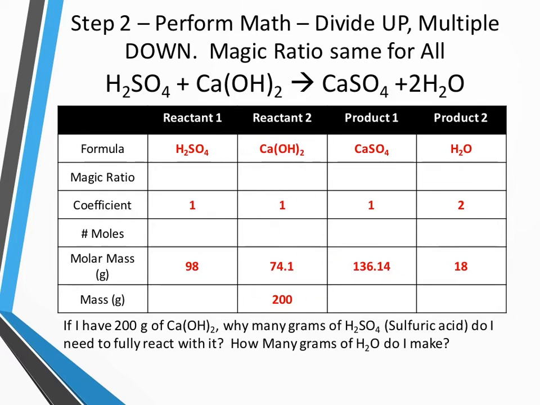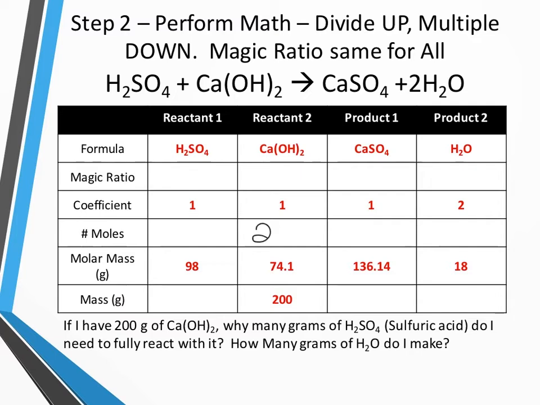And we're going to use this information to fill in the boxes for the rest of this stuff. So let's try it out first. Now, remember, we're going up, so we're going to divide. So I take 74 and divide it into 200 to give me the number of moles. Remember, the molar mass divided into the mass gives me the number of moles.